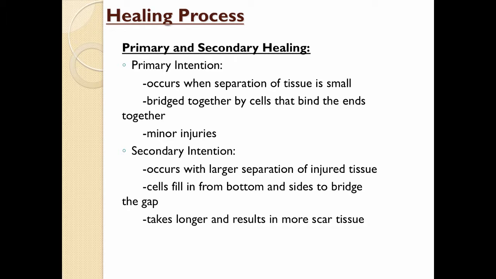Primary occurs when separation of tissue is small. The cells are able to bridge together that bind the ends, and these are minor injuries, so they'll heal well without any type of intervention, be it sutures or any type of surgical intervention. So we think of this like a small cut you may have on your hand that will heal without any problems, or maybe a minor grade 1 MCL tear where the fibers of the MCL are still together and will bind down and once again become nice and stable for that knee.